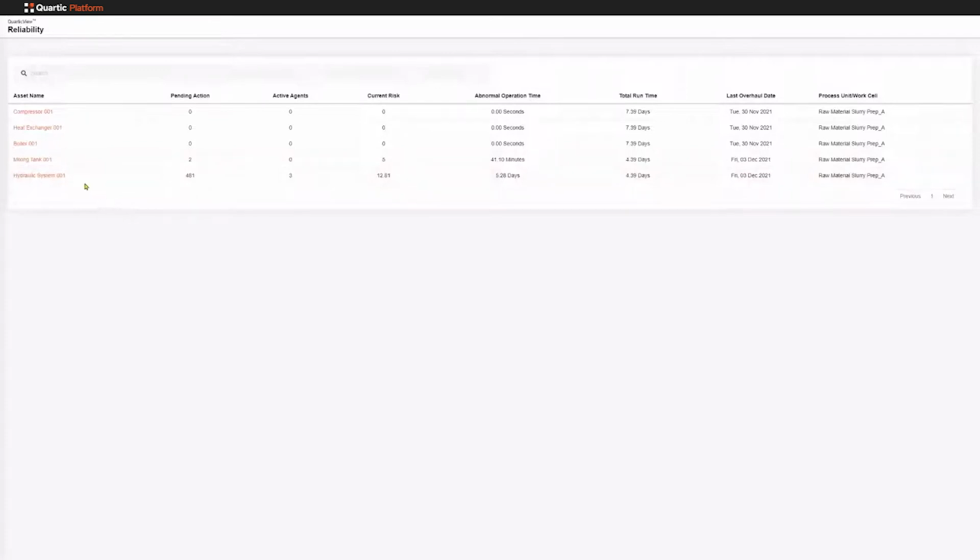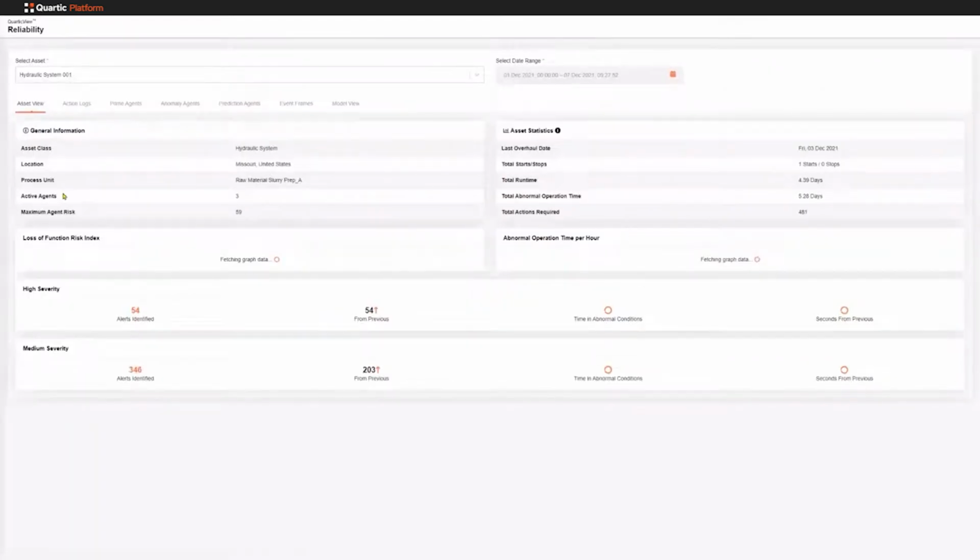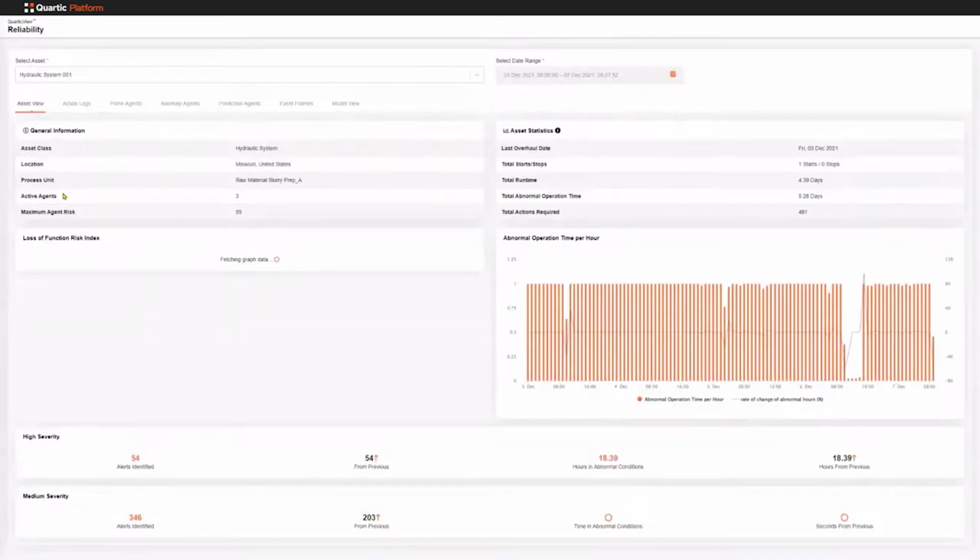From here, we want to take a closer look at one of my troublesome assets. So I'll go into this hydraulic system asset to take a deeper look. On this more detailed screen, the two main things that stand out are these charts: my loss of function risk index and the abnormal operation time per hour.